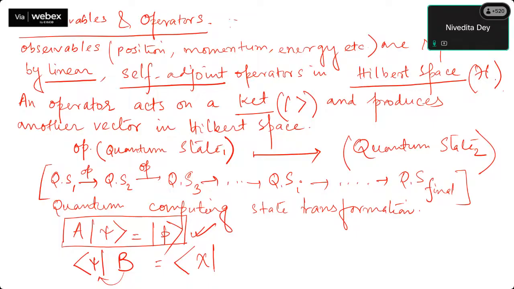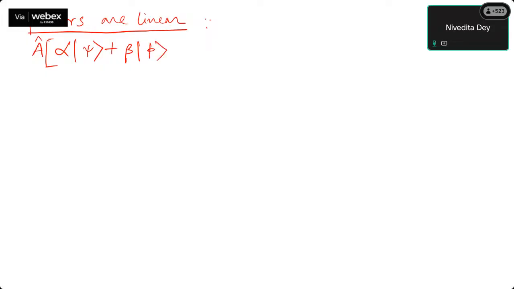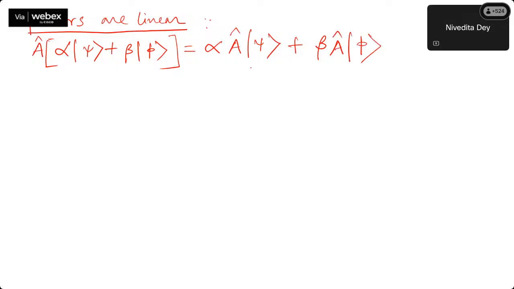Okay. Now, operators have some properties. Like, quantum operators are linear. What do we mean by that? That means if A is an operator and a superposed state is in this form, alpha ket psi plus beta ket phi, say, then A acting on it is similar to alpha, which is the expansion coefficient, times the operator acting on psi, plus beta times the operator acting on phi. This is the linearity.